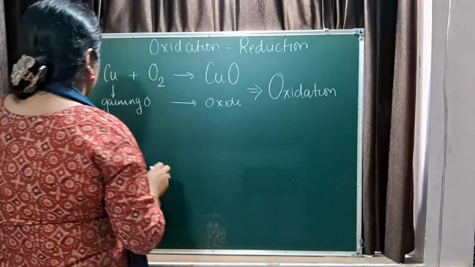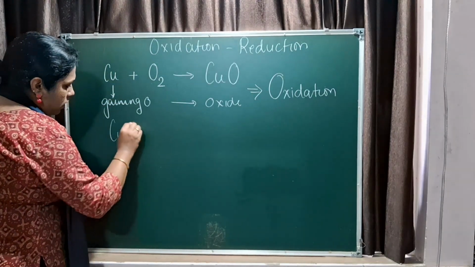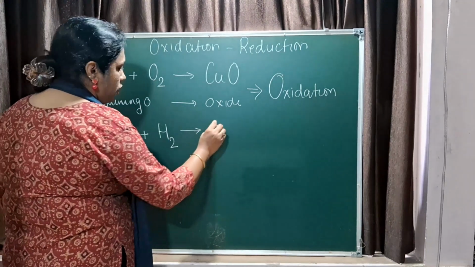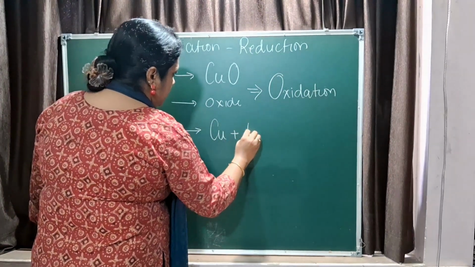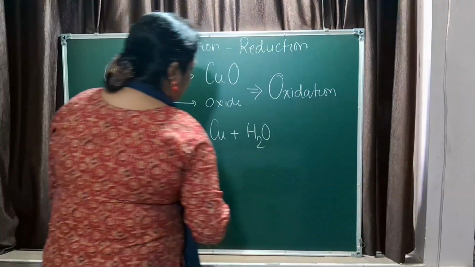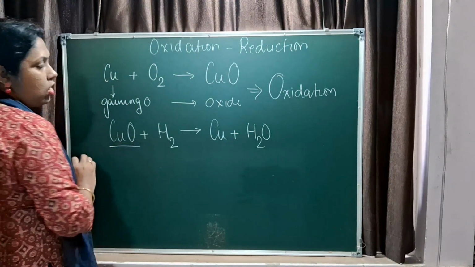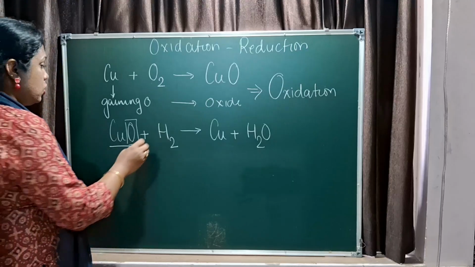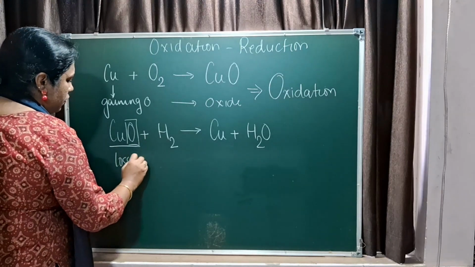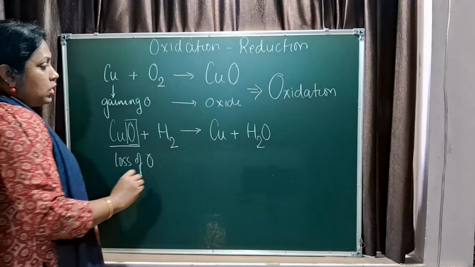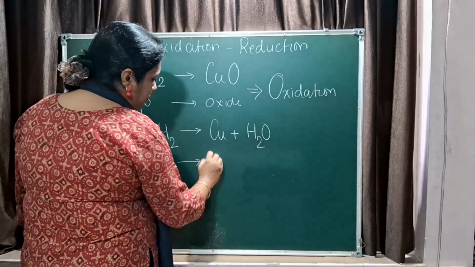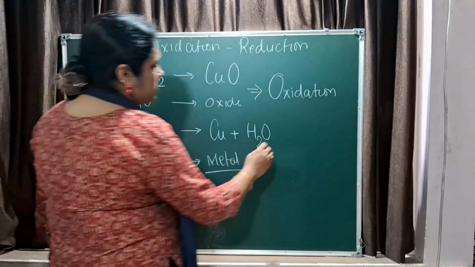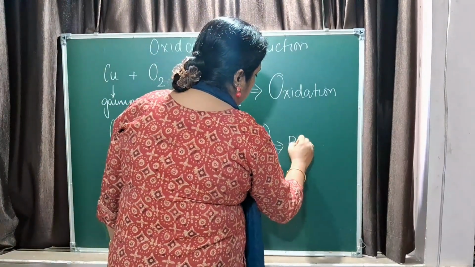Right. Similarly, when copper oxide is treated with hydrogen gas, it forms copper plus water. In this case, the oxide is losing oxygen. So here it is loss of oxygen. So it leads to the formation of metal. That is, the oxide is getting reduced to metal. So this is called reduction.